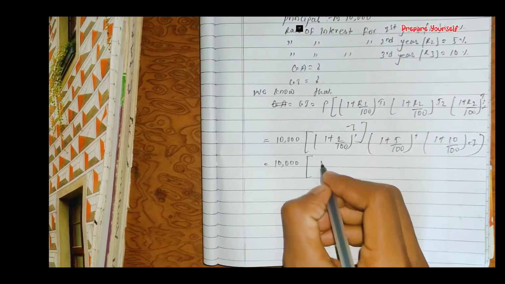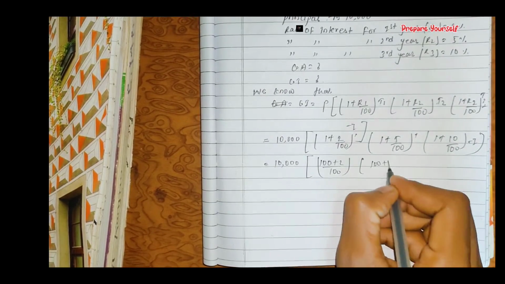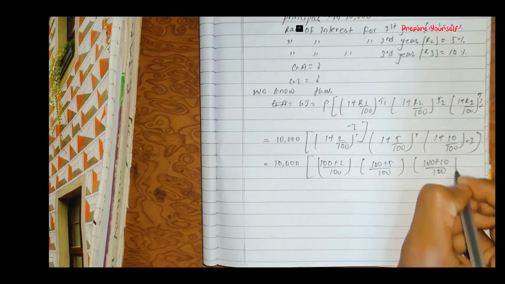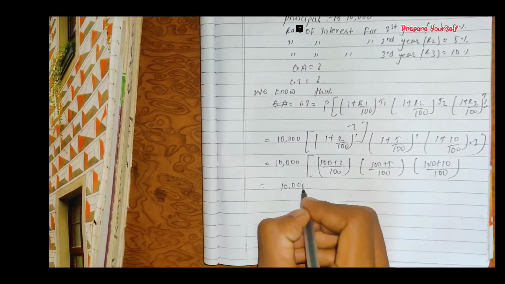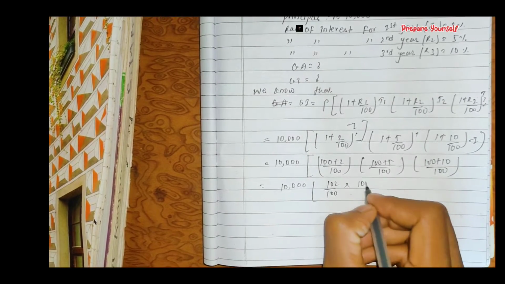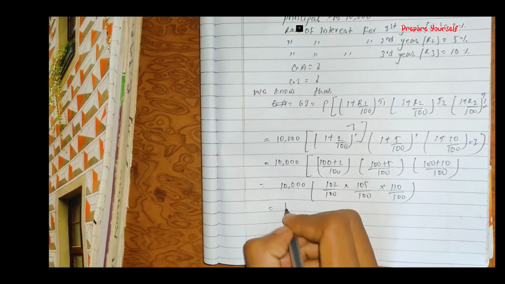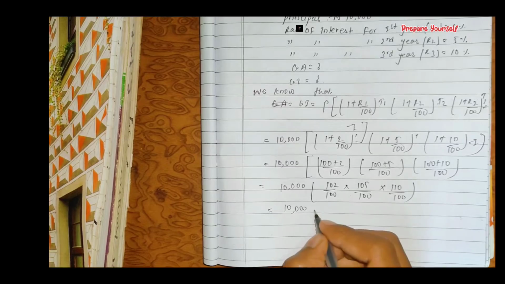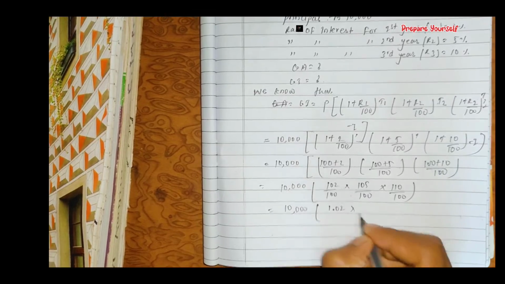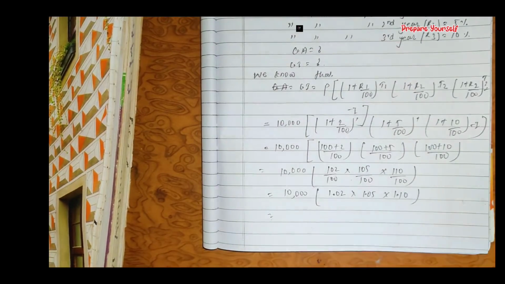First you have to take the LCM: 100 plus 2 by 100, 100 plus 5 by 100, 100 plus 10 by 100. Okay, now 10,000 times 102 by 100, 105 by 100, 110 by 100. Simply we do that, 1.02 into 1.05 into 1.10. Okay, so when you multiply these all, we will get some result.